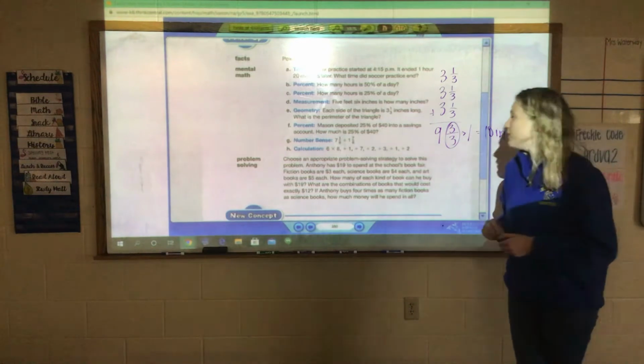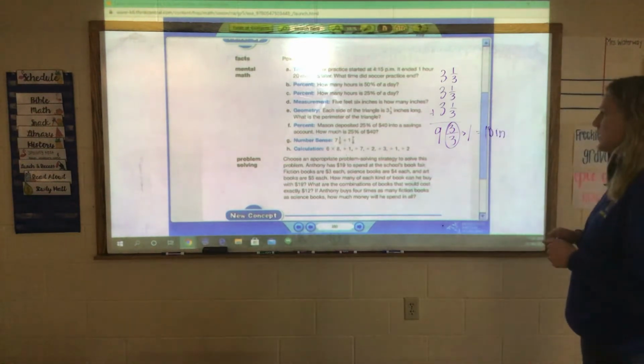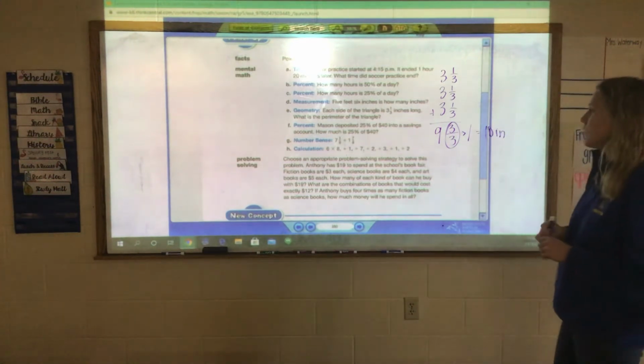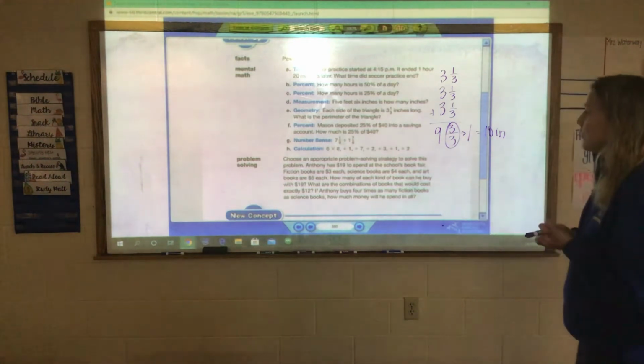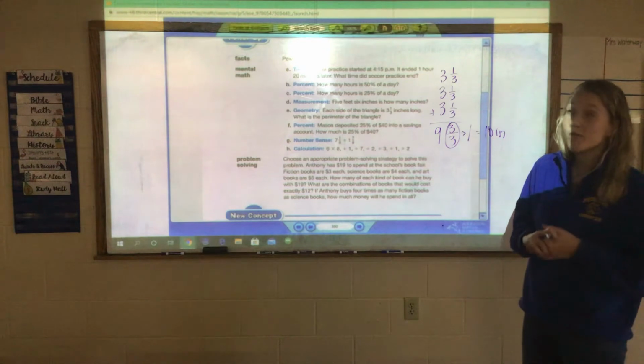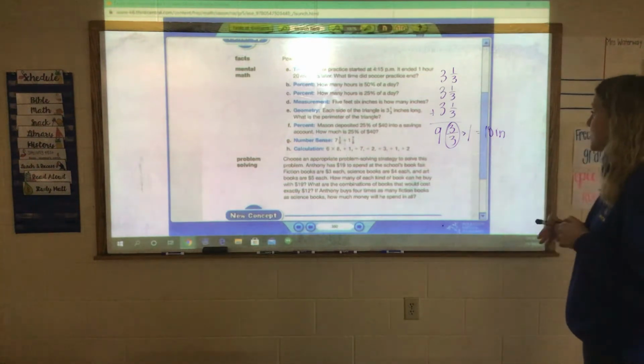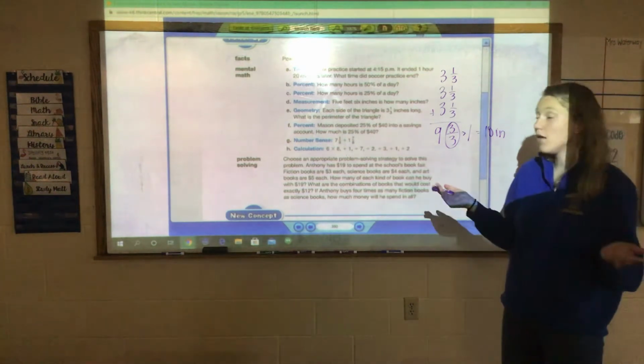Mason deposited 25% of $40 into a savings account. How much is 25% of $40? Remember, 25% is a fourth. So we have to divide 40 by 4. So 40 divided by 4 is 10. So 25% of $40 would be $10.